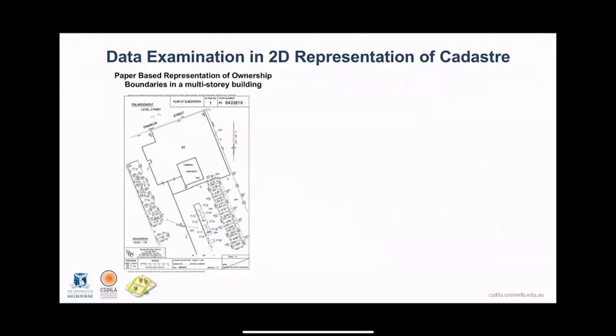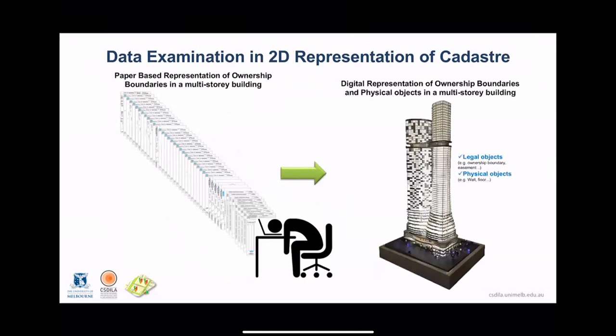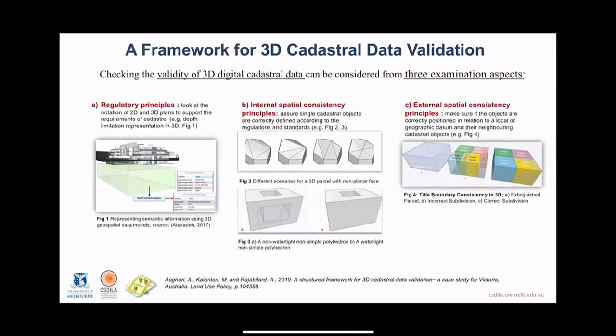So if you look at the data validation process, because of the current two-dimensional representation in many jurisdictions, and applying that into three-dimensional models, into the legal and physical object and integrating that, which would bring us, again, new opportunity. Because we're dealing with a very complex environment, we need to look at the examinations of this around three different aspects. One is the regulatory principles, one is the internal spatial consistency principle, and the other one is the external spatial consistency principles.